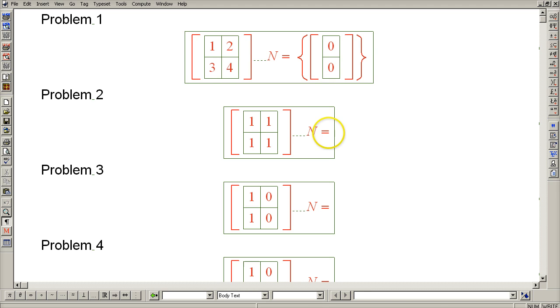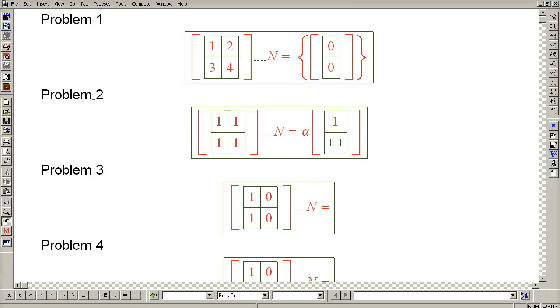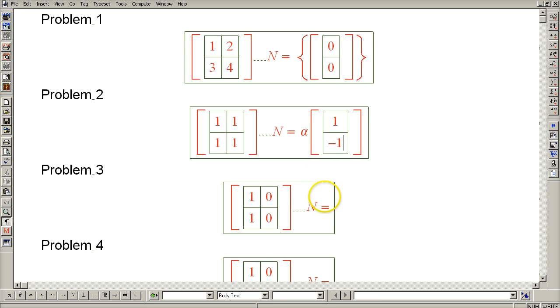Problem 2. The columns in problem 2 are linearly dependent because they equal each other. Therefore, column 1 minus column 2 is the zero column, and the corresponding element in the null space is 1, negative 1. Problem 3. The columns in problem 3 are linearly dependent because the second column is the zero column.